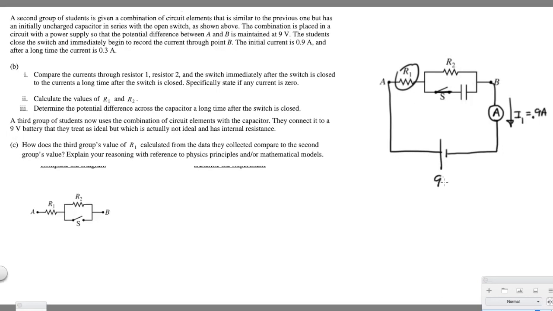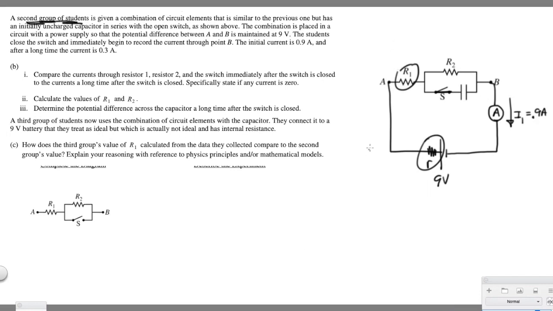So this is a 9-volt battery, but here's the thing. What these students don't realize is that this battery has an internal resistance with it, whereas the second group of students had a power supply that kept this at a nice, perfect 9 volts. So the third group has this internal resistance, which is essentially just another resistor in the circuit placed in series. So how would this internal resistance affect the calculation of R1?